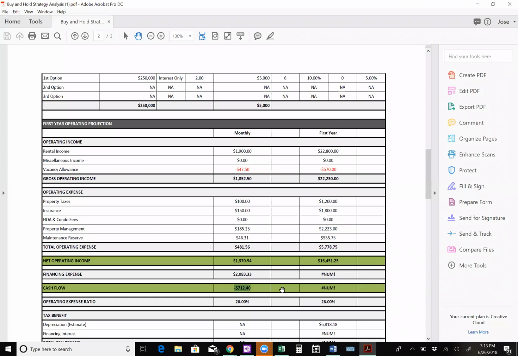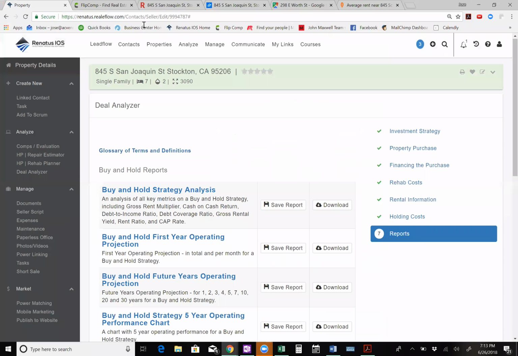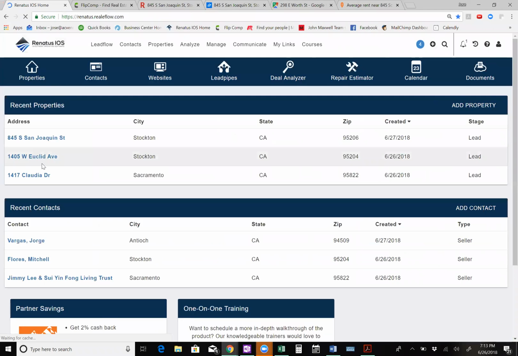So is that a good deal or a bad deal? Bad deal. Right. So you want to work it out. I'm going to do one more property, and then this will be all good to go.